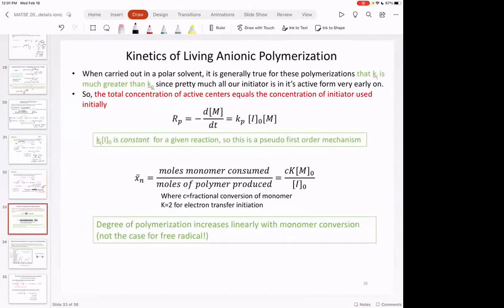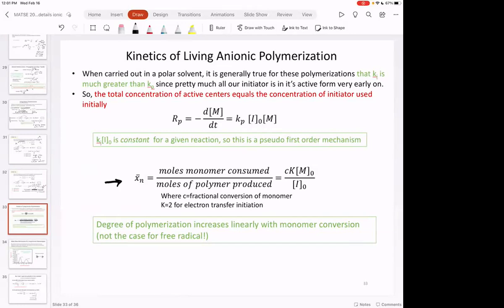So this is the kinetic part that's going to be different now for living anionic polymerization versus free radical versus cationic. Remember, we haven't talked about living radical polymerizations, even though there is something called living radical polymerizations. You'll learn about that in future polymer classes. There is such a thing as living cationic polymerization as well. But for any living polymerization, this is the key formula.